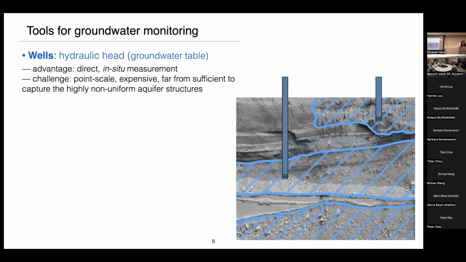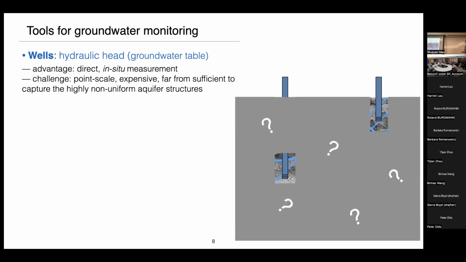The most traditional way is to drill a well and to measure the hydraulic head or groundwater level. People tend to think of this hydraulic head data as ground truth because they are very direct and in situ measurements. However, each well only gives a point scale measurement at exactly where we drill. We don't know what's in between two wells or what's shallower or deeper. But in reality, we know for sure that the aquifer structures are highly non-uniform at multiple scales.